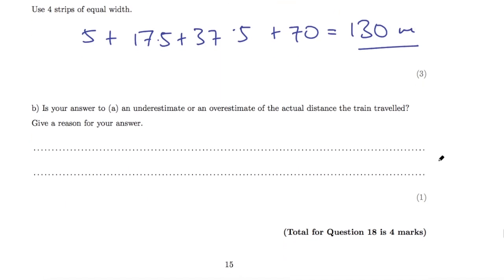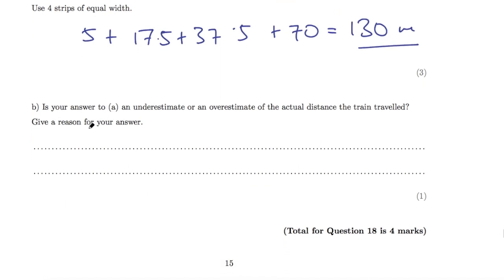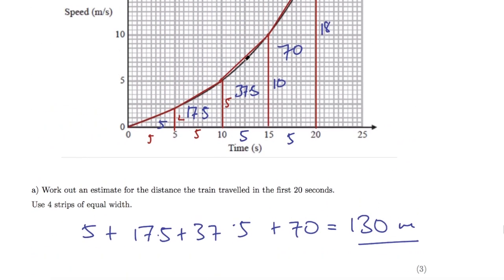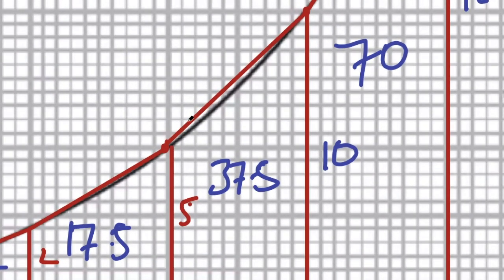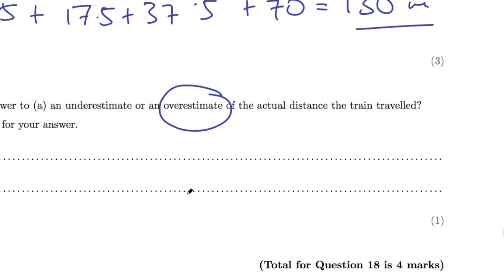Okay, that's for 3 marks. So part B says, is your answer to A an underestimate or an overestimate of the actual distance the train travelled? Give a reason for your answer. And as I've said, this is an overestimate because we're including a tiny bit of space here that's not included under the graph. So you can explain that in the question.